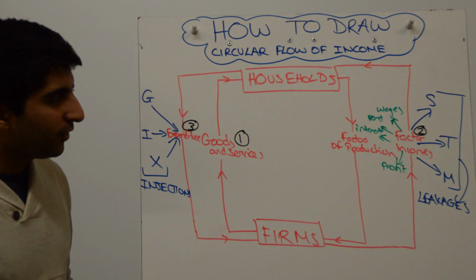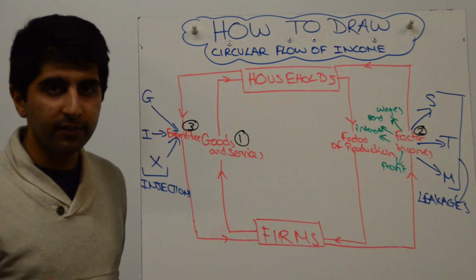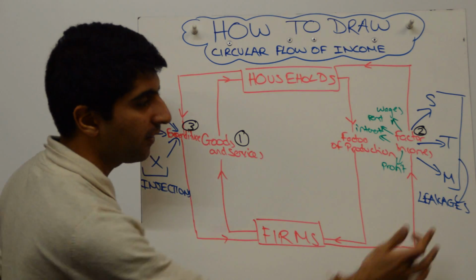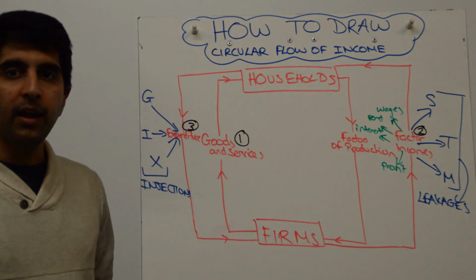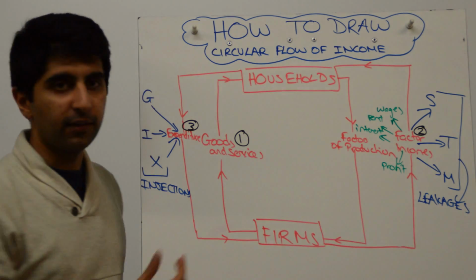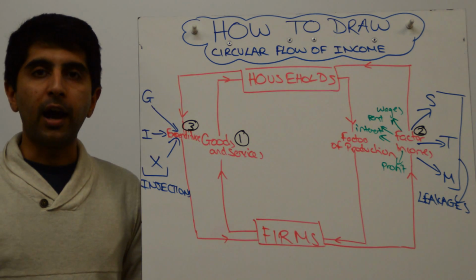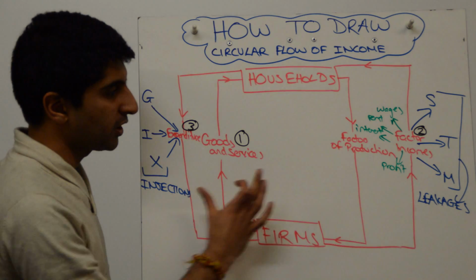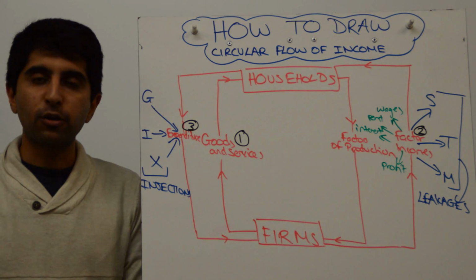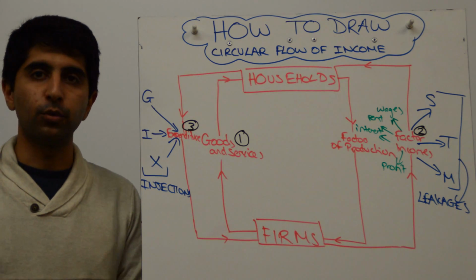And the last thing you might want to do on this diagram somewhere is to say that if injections are greater than leakages, there'll be economic growth in the country. If leakages are greater than injections, there'll be a fall in economic growth. If injections are equal to leakages, there will be macroeconomic equilibrium. Growth will not increase nor decrease.